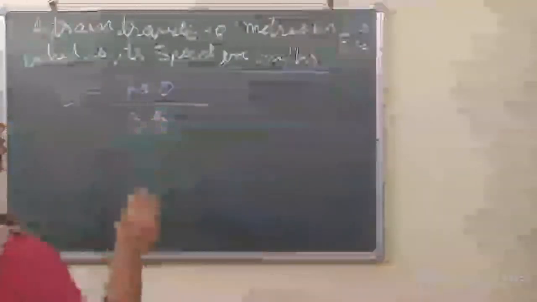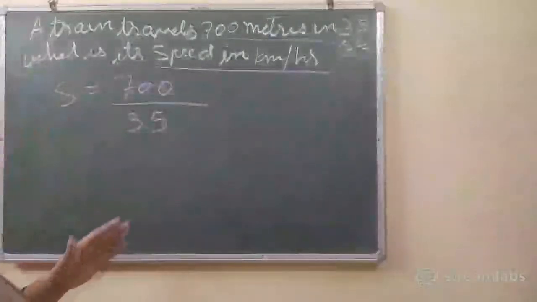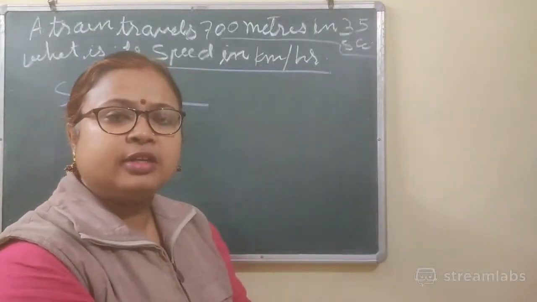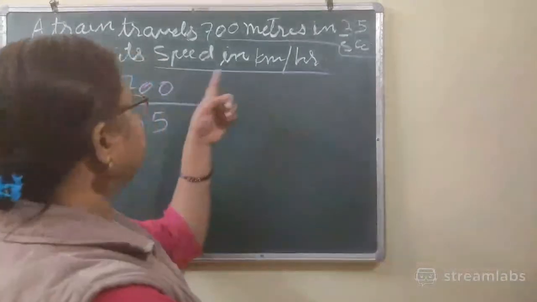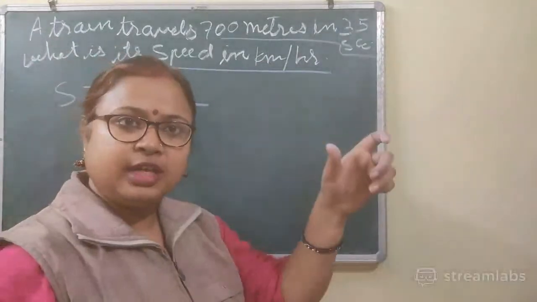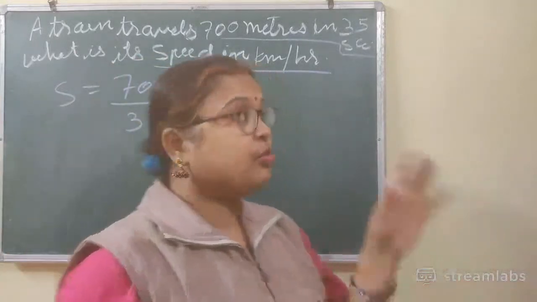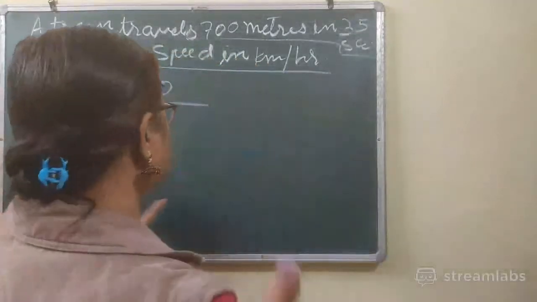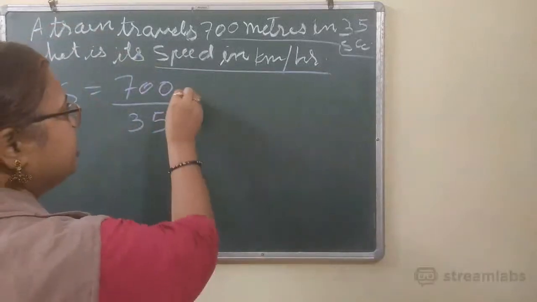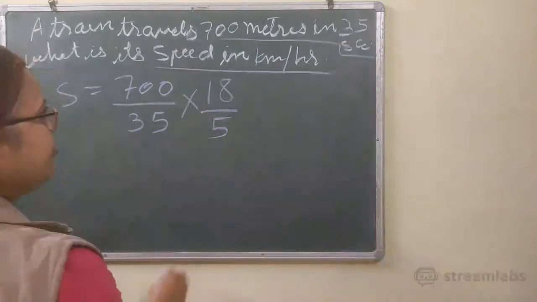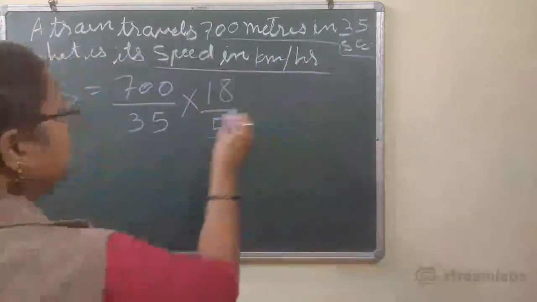35. Clear? And what we do when we have to convert meter per second into kilometer per hour? We multiply the given quantity with what? Kilometer is bigger unit. So 18. When we compare 18 and 5, then 18 is bigger. Clear? So 18 we will write first. This is the way to do also. So multiply this 5. We have to convert it in the bigger unit.